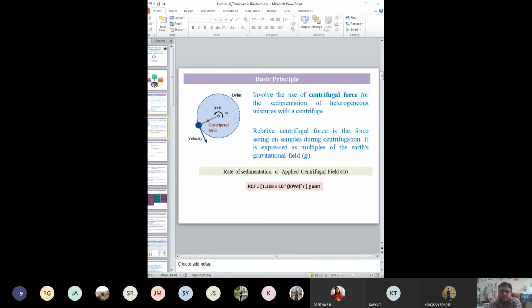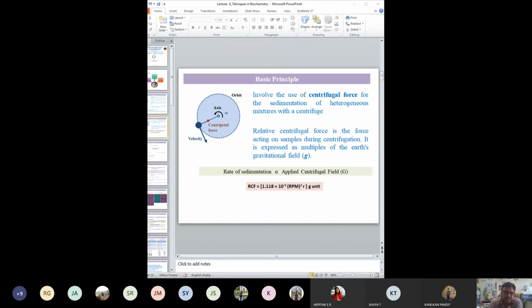Relative centrifugal force is basically the force which acts on that sample during centrifugation. It is also denoted as RCF. So relative centrifugal force is the force which acts on the particle when you spin it at a very high speed. It is also expressed as a multiple of the Earth's gravitational field, which is denoted by small g.